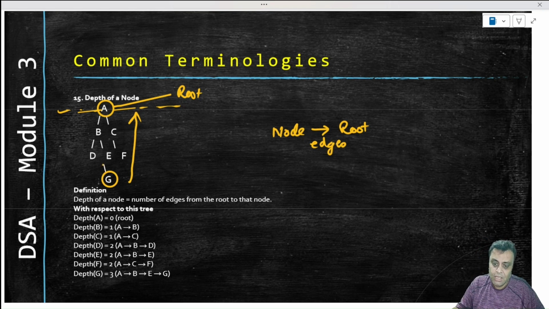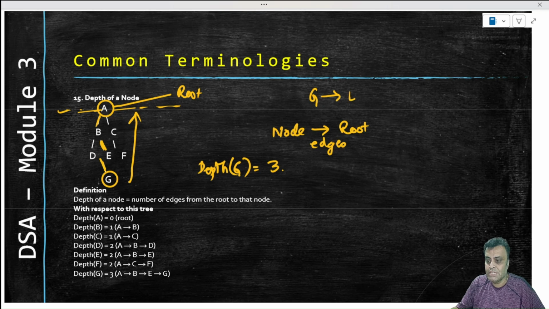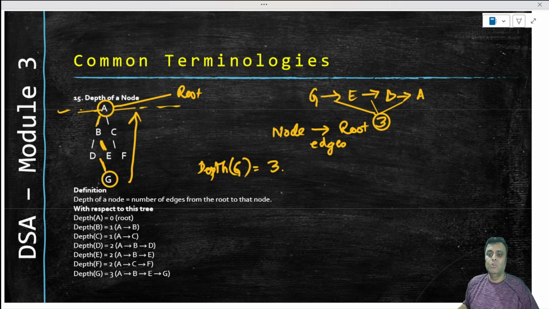So from G, I have to go to the root. So I will take 1 edge, 2 edges, 3 edges. So the depth of G is equal to 3. Why? Because from G, if I look up, I will see E, I will see B, and I will see A. So if I sum up the number of edges that I see, I will get 3. So that's the depth of a node.